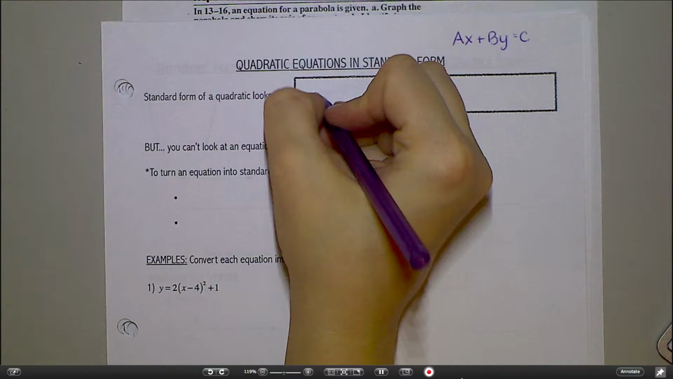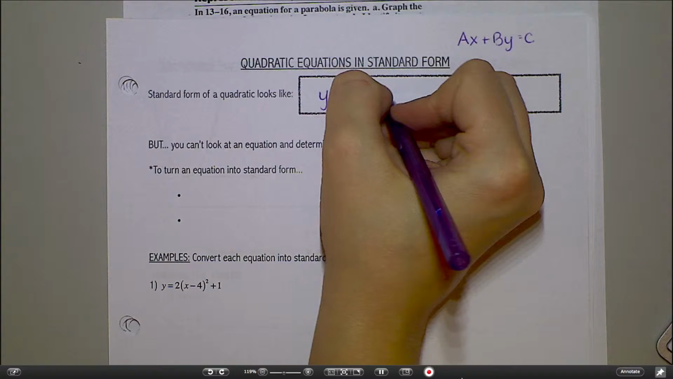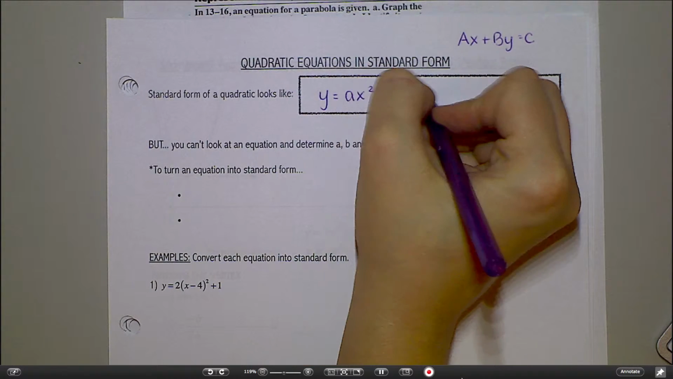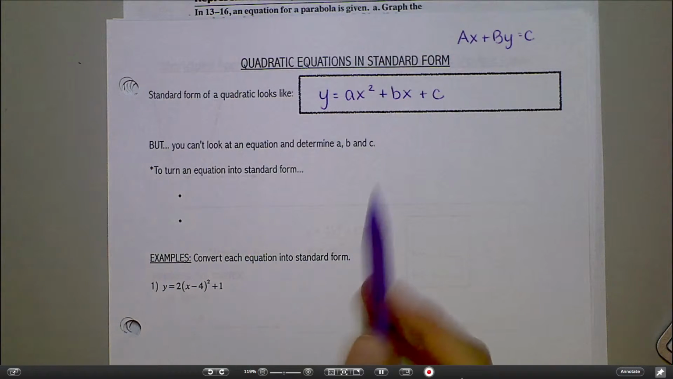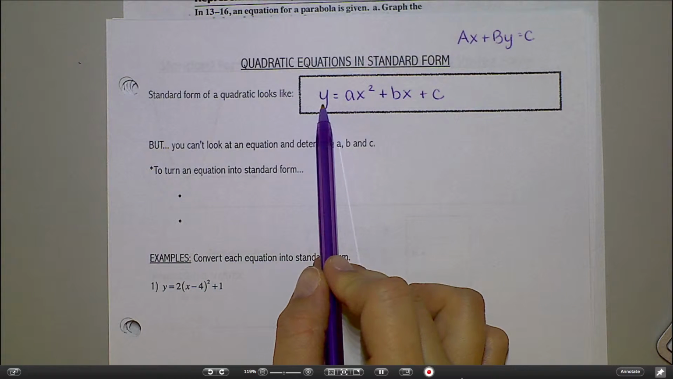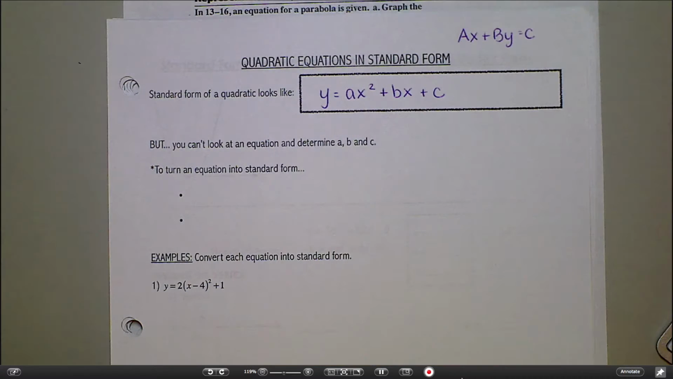Standard form of a quadratic looks like this: y equals ax squared plus bx plus c. And again, a, b, and c are all numbers. But notice that in this one, the y is by itself. Up here, y was not by itself. Here, the y is going to be by itself.